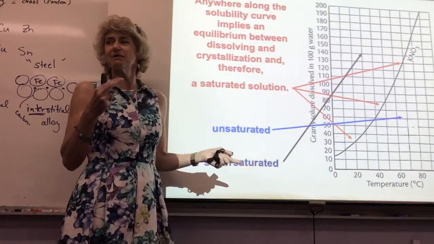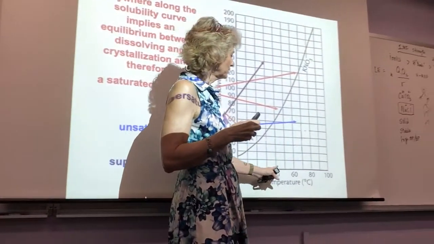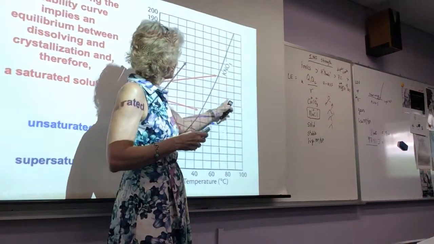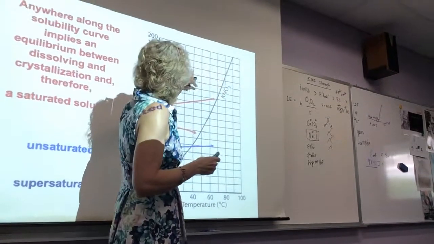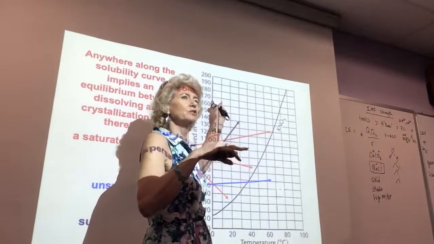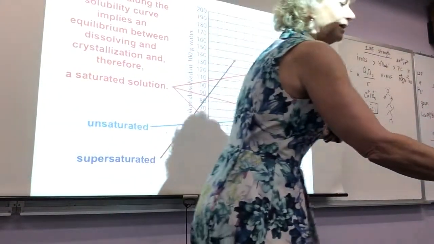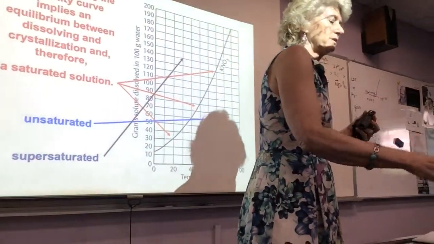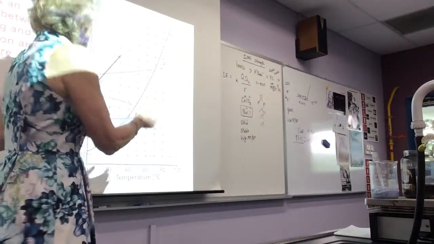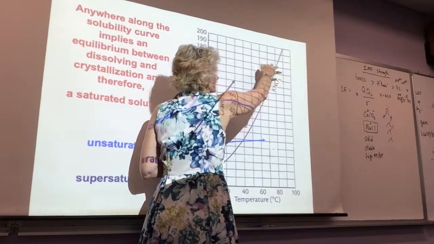However, some of you might have seen a solution that you warm up to, say, 80 degrees. So that means you have to put in 165 grams of potassium nitrate. It all goes in solution. And then you just leave the beaker on the hot plate, and the hot plate just slowly cools. So you're here at this line, you're slowly going this way.